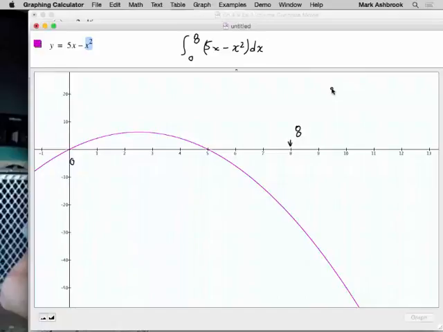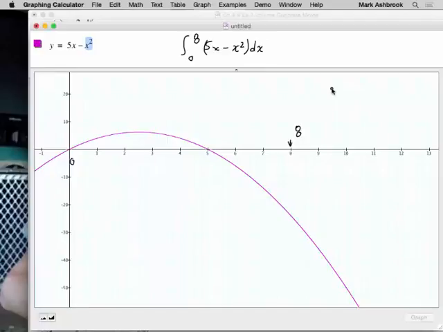So let's go back to thinking about this as a quantity. What is 5x minus x squared if we're thinking about quantities? What is that? Rate of change. So this is our rate of change function, right? So what's happening to our quantity from 0 to say 2.5? What about from 2.5 to 5? What's happening to our quantity?